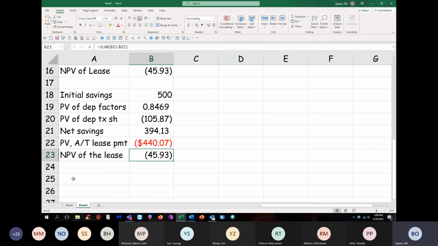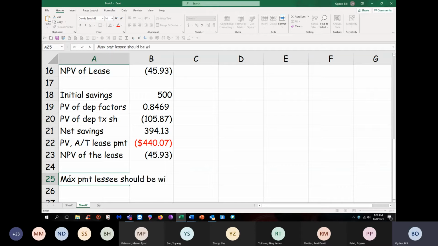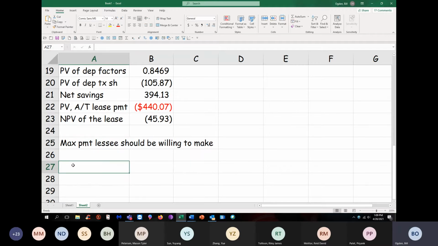Okay, let's give ourselves a little label here. So this is the maximum payment the lessee should be willing to make. Okay, so that's the next part of our analysis. Let's come down here. Maximum payment the lessee should be willing to make. So let's start out with the net savings. Okay.